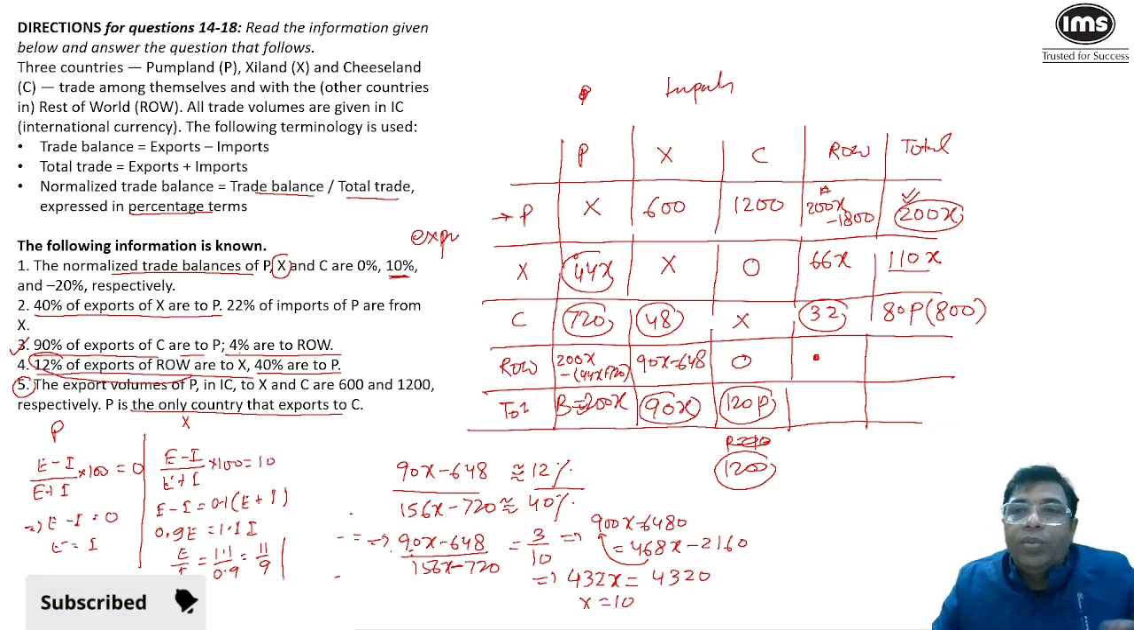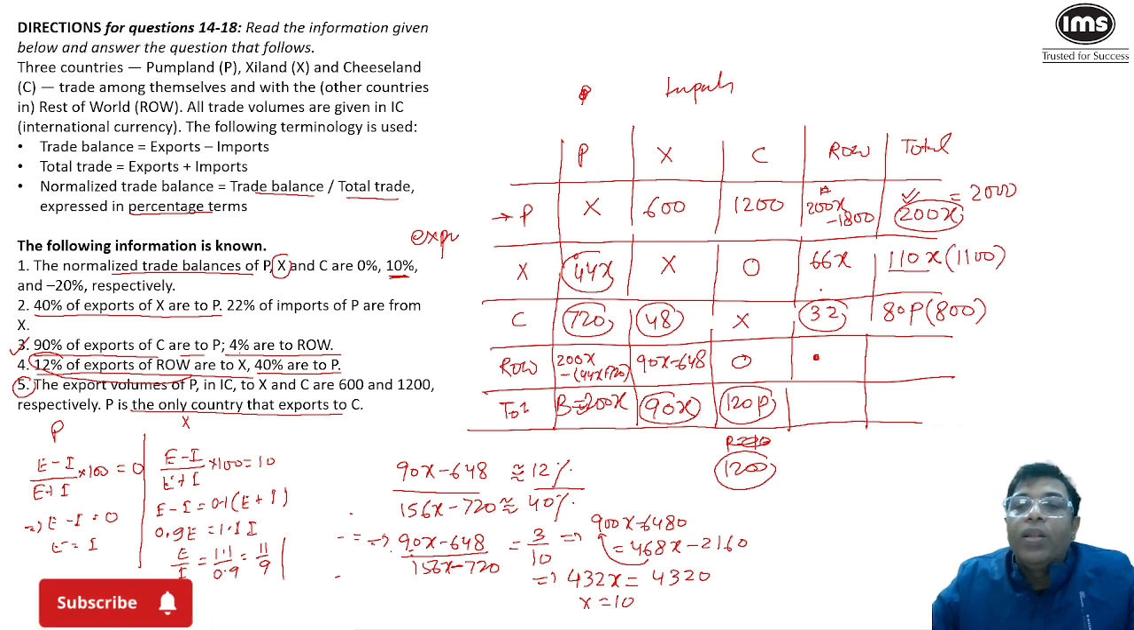Cool. So now we got x to be 10. So I can say this value is 2000. This value is 1100. This value will become 660. This value will become 440. And similarly, we can calculate 90x minus 648, that is 900 minus 648. This value becomes 252, which is essentially 12% of the total export.